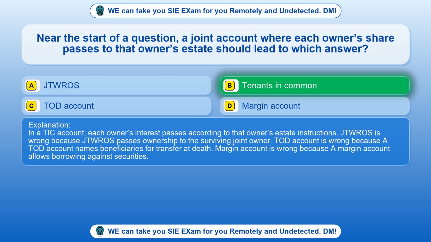JTROS is wrong because JTROS passes ownership to the surviving joint owner. TOD account is wrong because a TOD account names beneficiaries for transfer at death. Margin account is wrong because a margin account allows borrowing against securities.